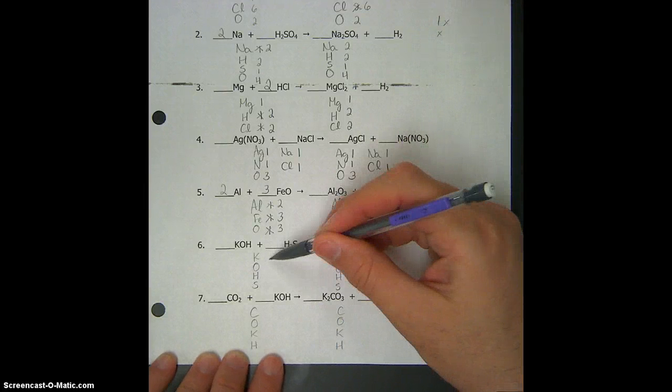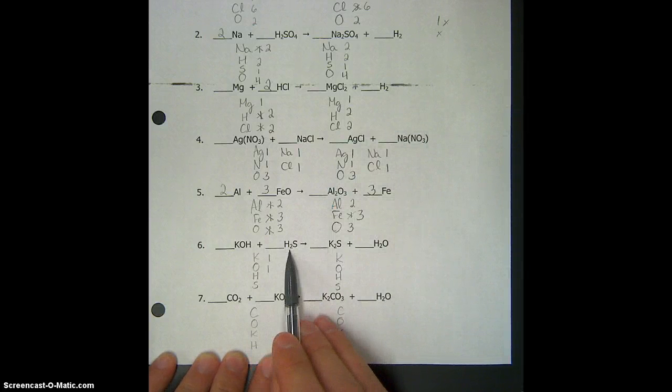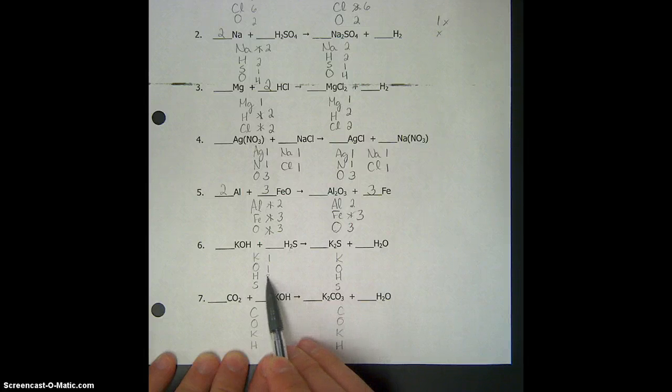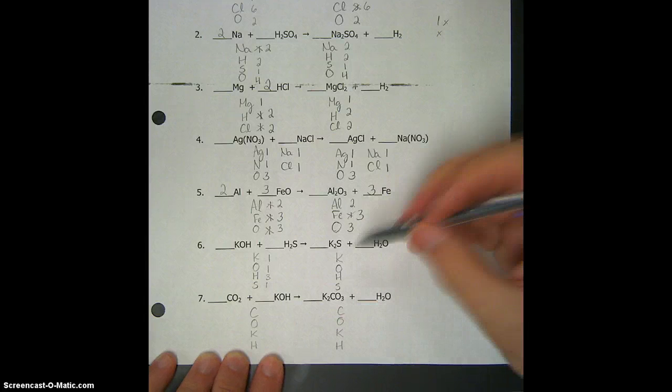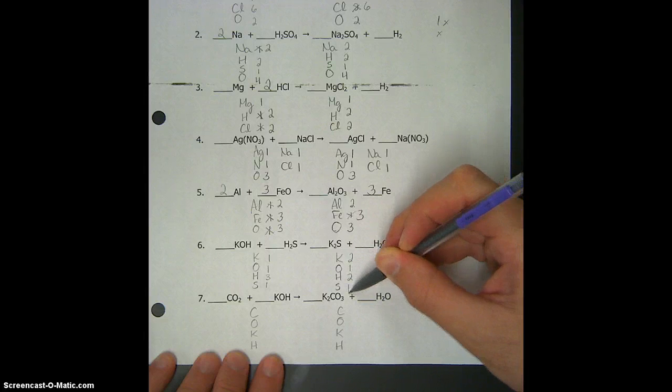For the next one, I have 1 potassium, 1 oxygen. The hydrogen is a little sneaky here. I've got 1 here and 2 there. I've got a total of 3 hydrogens to start with, and 1 sulfur. On the right of the arrow, I have 2 potassium, 1 oxygen, 2 hydrogen, and 1 sulfur.